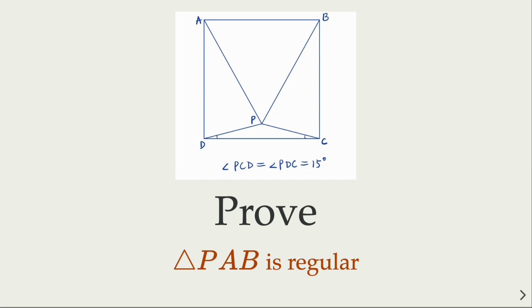In this geometry problem, we're given a square ABCD, and point P is inside the square such that the angles PDC and PCD are equal and both equal to 15 degrees. We want to prove the triangle ABP is a regular triangle.